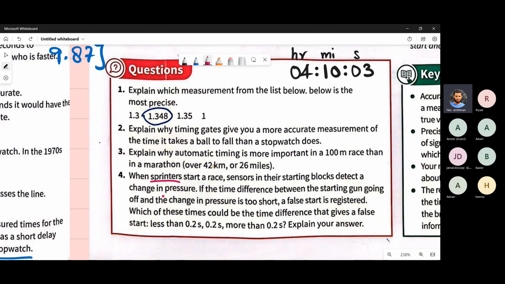Which of these times could be the time difference that gives a false start? Less than 0.2, 0.2, more than 0.2 seconds? Explain your answer. Let me read it one more time in my head because it's a big story. So, sprinters start a race. If the time difference between the starting gun going off and the change in pressure is too short.